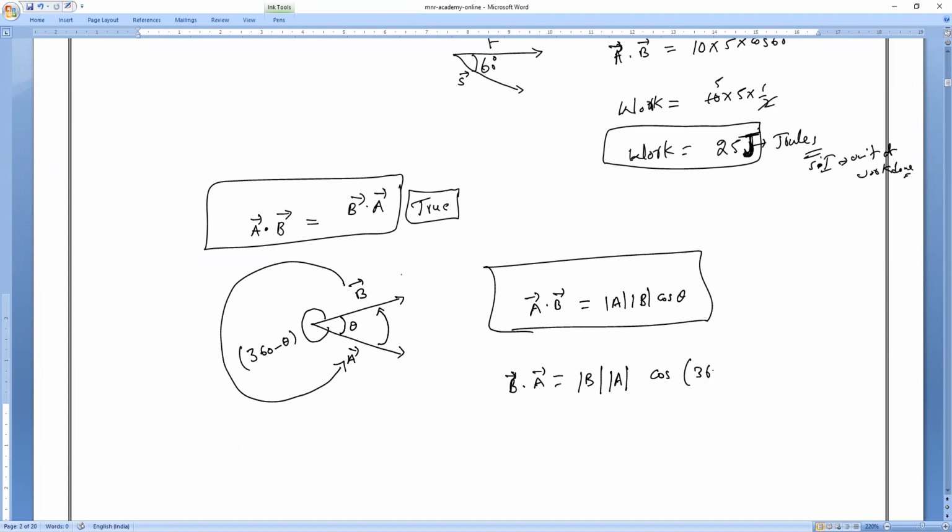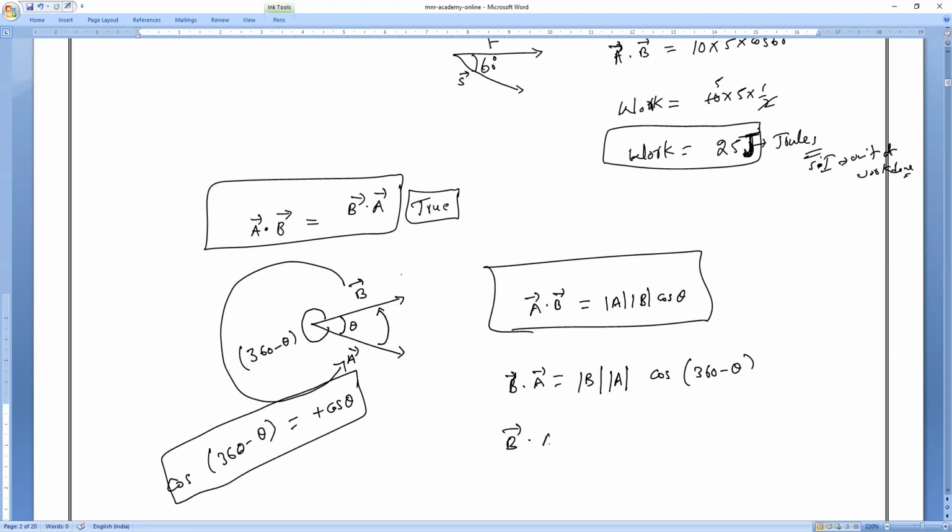Yes, 360 minus theta. Clear? Now, in mathematics, cos(360 minus theta) is always plus cos theta, not minus. Is it okay, guys? Everybody? Yes, sir. So that is what you have to remember.